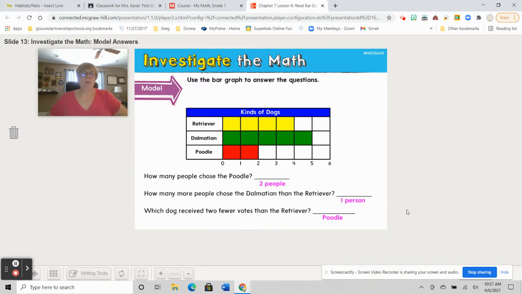Okay, so how many people chose the poodle? 2. How many more people chose the Dalmatian rather than the retriever? Let's see, just one more. Okay, one more than the retriever. And which dog received 2 fewer votes than the retriever? Well, here's the retriever. All right, and we just look and see how many. There we go, there's 2.